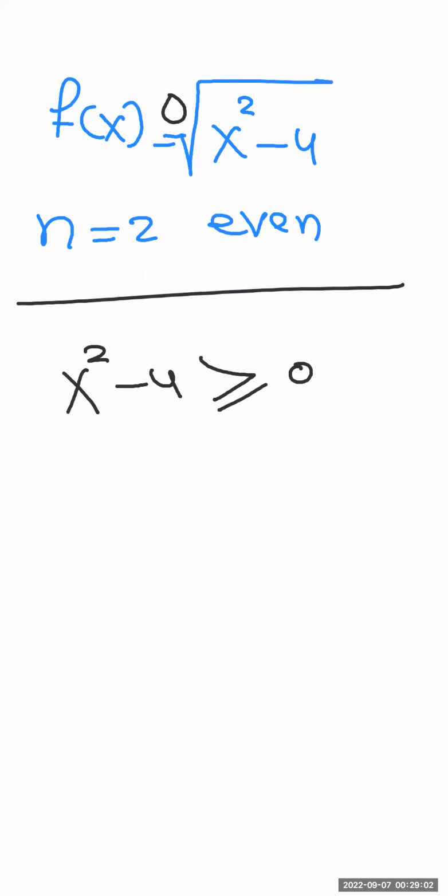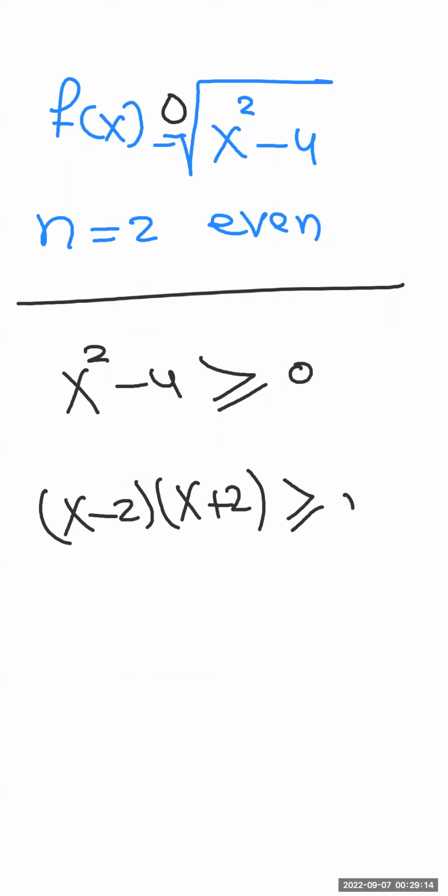So now I will factorize this function. X squared minus 4 is a difference between two squares. So x minus 2 times x plus 2 is greater than or equal to 0. So simply, guys, here x will equal 2 and here x will equal negative 2.